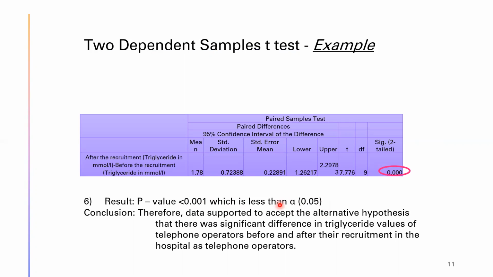So our conclusion is that the p-value is less than 0.001, which is also less than our alpha value, which is 0.05. Therefore, we reject the null hypothesis, and we conclude that there was a significant difference in the triglyceride value of the telephone operators before and after their recruitment in the hospital as telephone operators. Thank you.